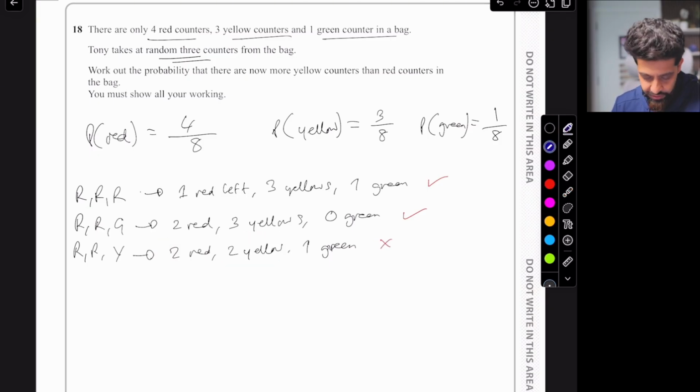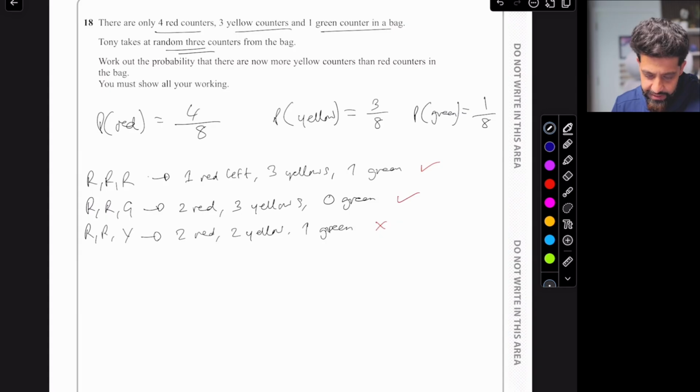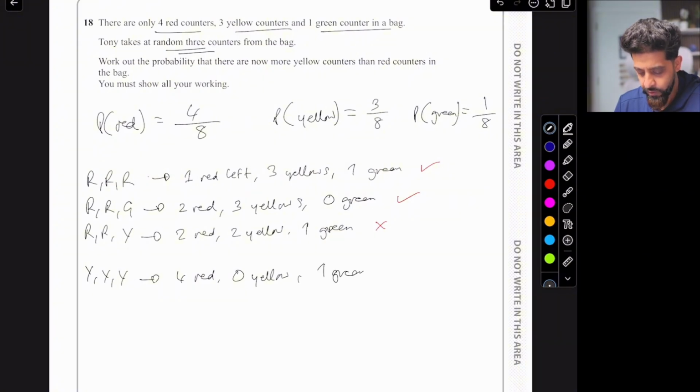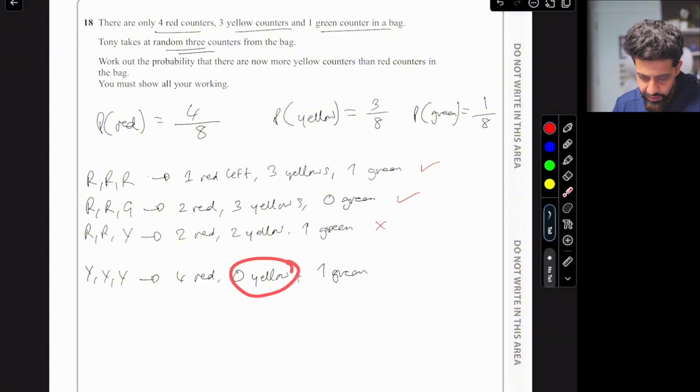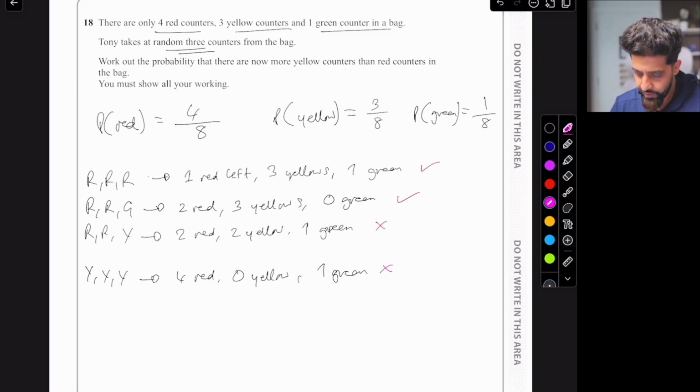Let's look at more combinations though. There's plenty more to do. Let's say we pick the first one as a yellow counter, and yellow counter, all 3 yellows. So all 3 yellows, no more yellows left, so all the reds are left. So 4 red, 0 yellow, 1 green. Do we have more yellow than red? No. So we don't want that anyway. All right, next one. Let's have 2 yellows and the last one being a red. We're going to go systematically here, yeah?